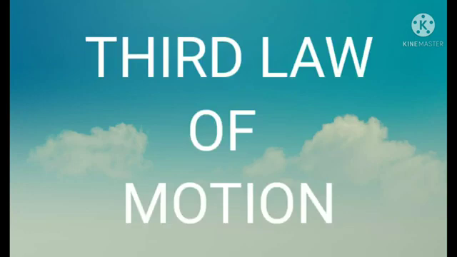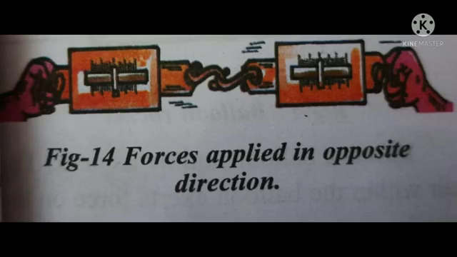Students, our final topic is Newton's third law of motion. Now, let us know about this. Children, now let us do a small activity. Pulling two spring balances. Let's take two spring balances of equal calibrations. Connect the two spring balances as shown in the figure. Pull the spring balances in opposite directions as shown in the figure.